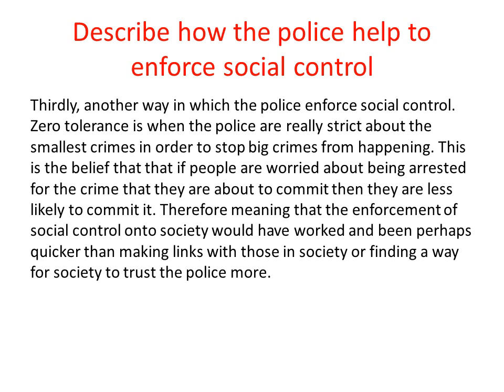Thirdly, another way in which the police enforce social control is zero tolerance, when the police are really strict about the smallest crimes in order to stop big crimes from happening. This is the belief that if people are worried about being arrested for the crime they are about to commit, then they are less likely to commit it. Therefore the enforcement of social control on society would have worked, and perhaps been quicker than making links with those in society, or finding a way for society to trust the police more.